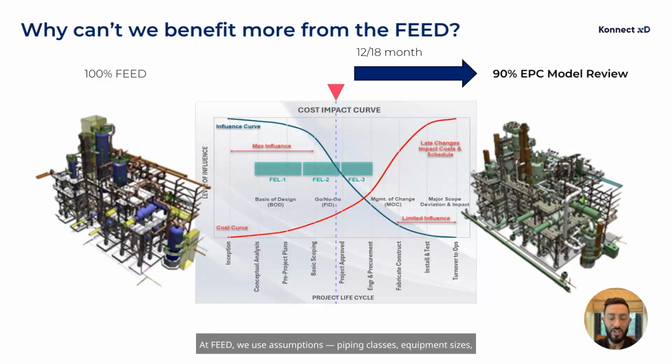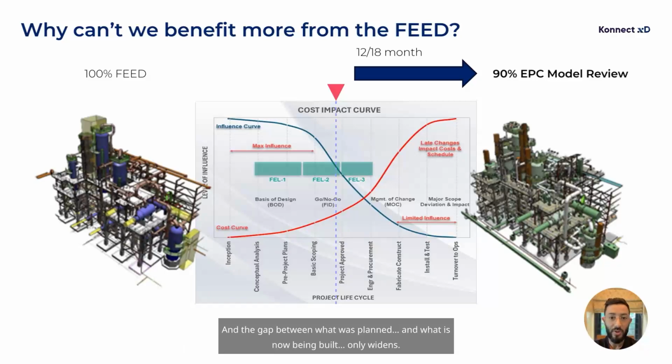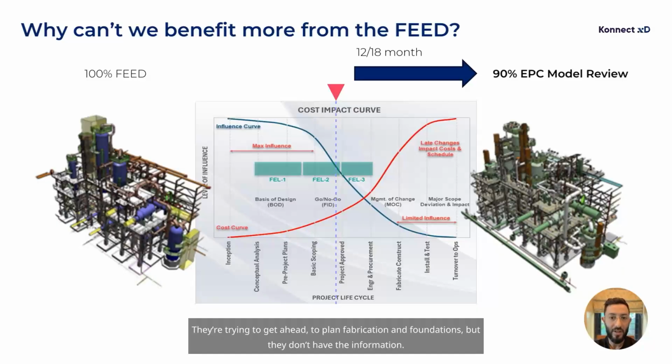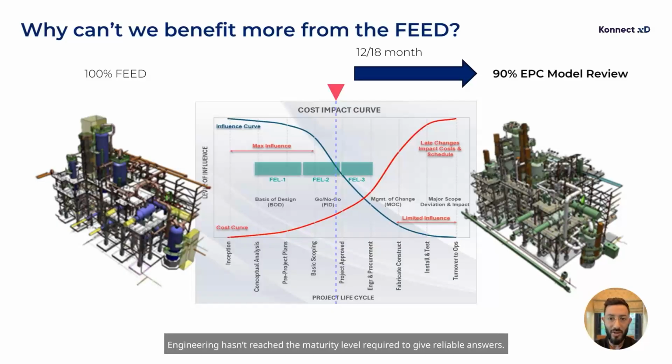At FEED, we use assumptions. Piping classes, equipment sizes, layouts, all just close enough to support a cost estimate and a schedule. But when execution kicks off, we treat these placeholders like gospel, and the gap between what was planned and what is now being built only widens. This is where construction starts to struggle. They're trying to get ahead to plan fabrication and foundations, but they don't have the information. Engineering hasn't reached the maturity level required to give reliable answers.